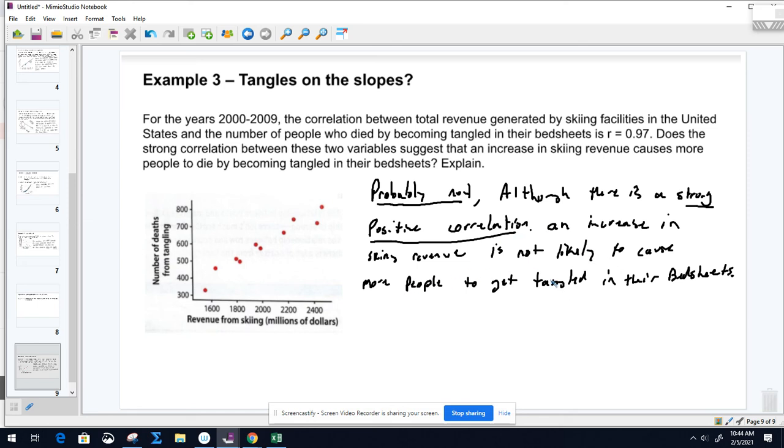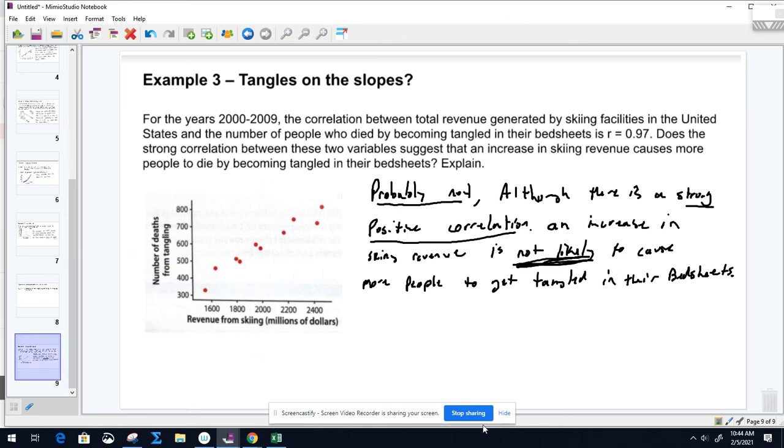An increase in skiing revenue is not likely. So we're going to use the words likely, not likely when we answer this. And again, it is likely that both these variables are becoming larger over time because of population growth. So we could make that assumption, which could explain the association. You've got a few problems on EdgeEx to do in 2.3.